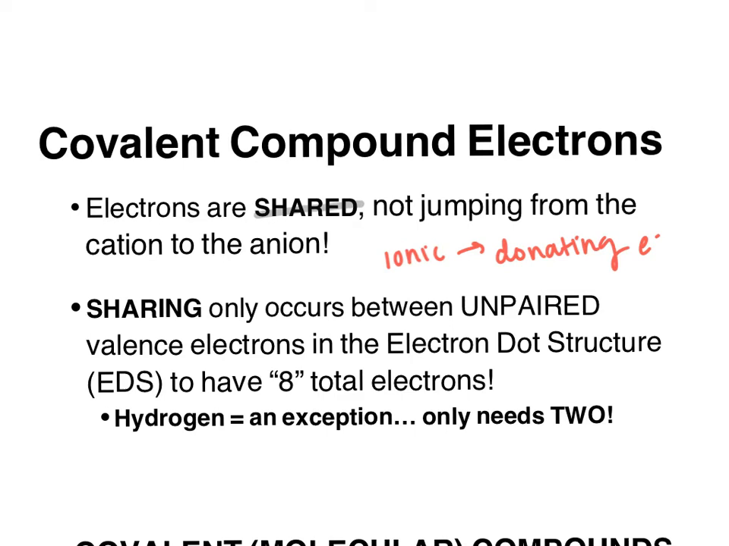Now, sharing will only occur between my unpaired valence electrons. The exception to this is that hydrogen will only need 2, where the other ones will have 8. An unpaired electron is always going to be shown on its own, and so I would add another electron to pair that. So if you're looking for unpaired, it's going to look like this. Paired electrons are going to look like there are 2 of them on one side.